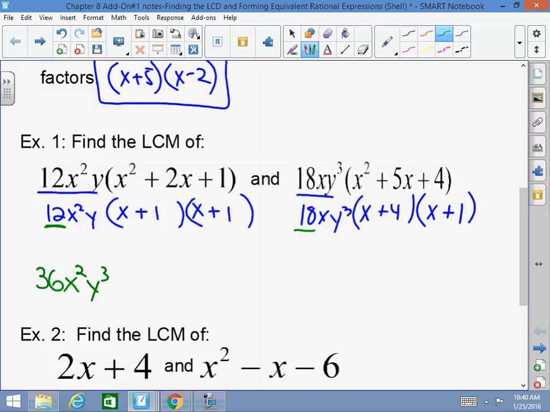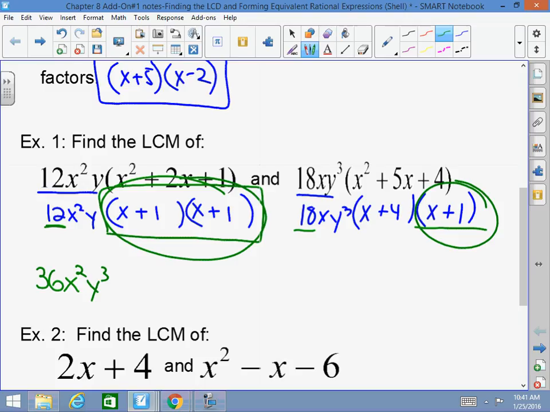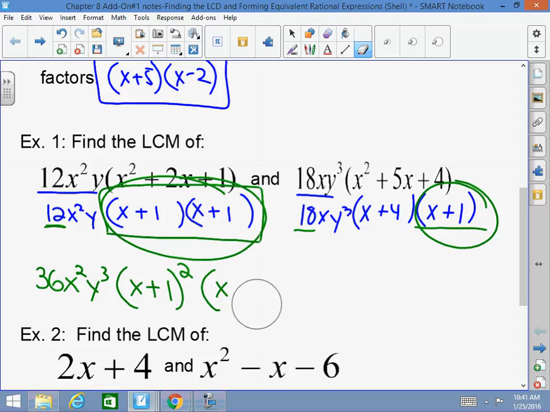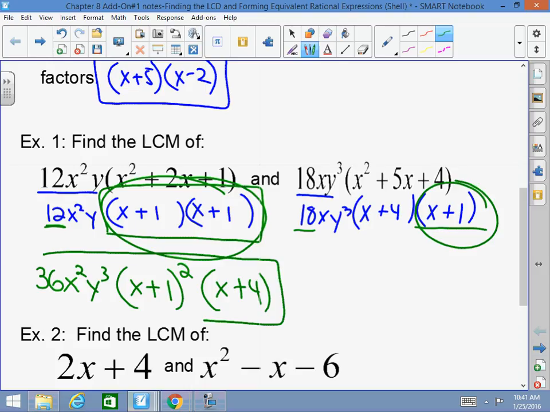Check it out, please. How many x plus 1s do I have here? 2. How many do I have here? 1. What's the highest exponent? I have x plus 1 squared here, and I have an x plus 1 here. So what's the LCM when we're talking about x plus 1s? X plus 1 squared, because I have 2 of them in one denominator. And then I have an x plus 4, correct? Which I also need as my LCM, and that is my LCM of this expression.